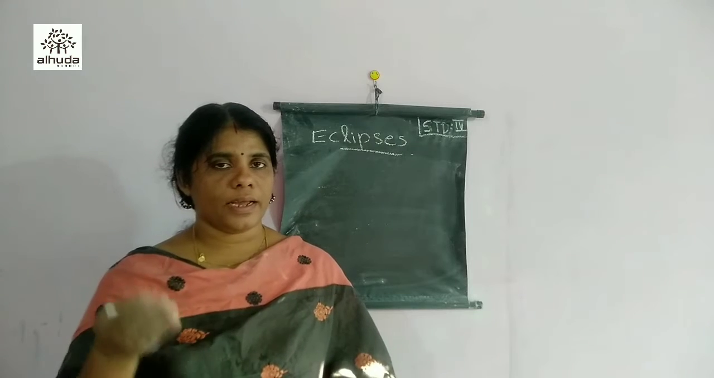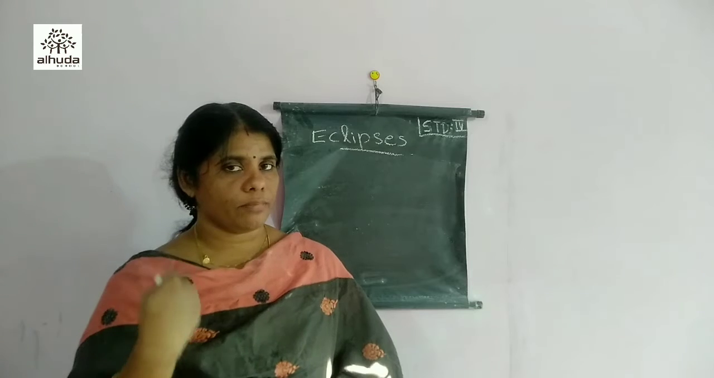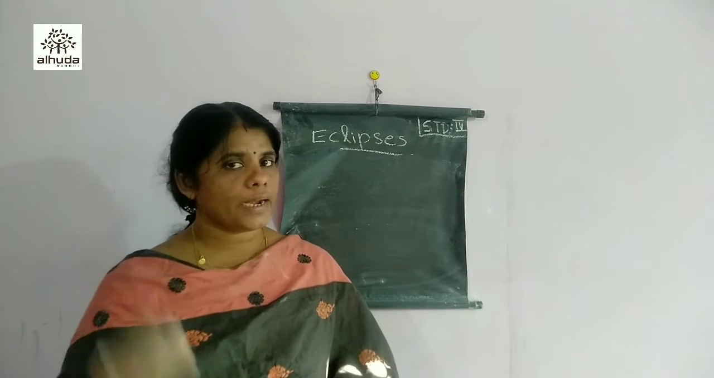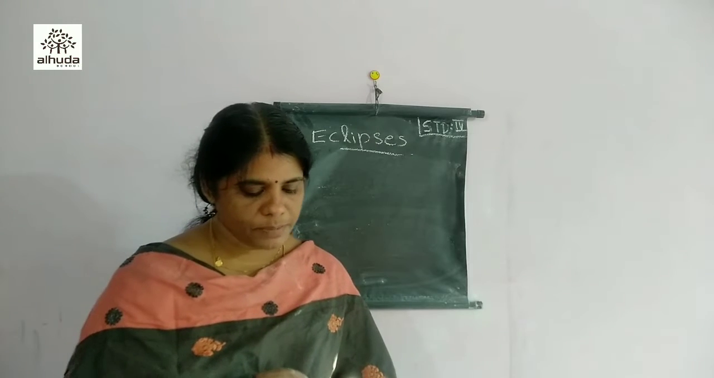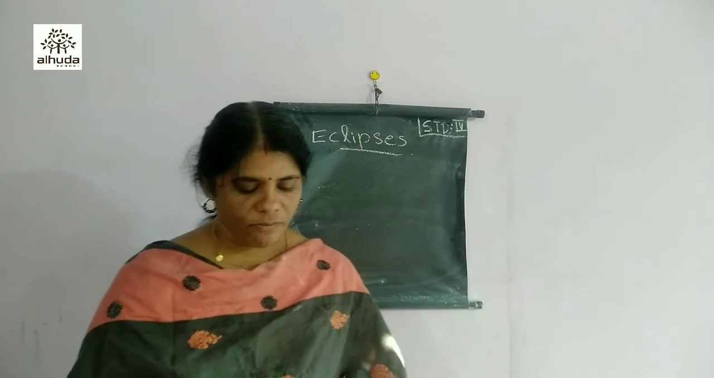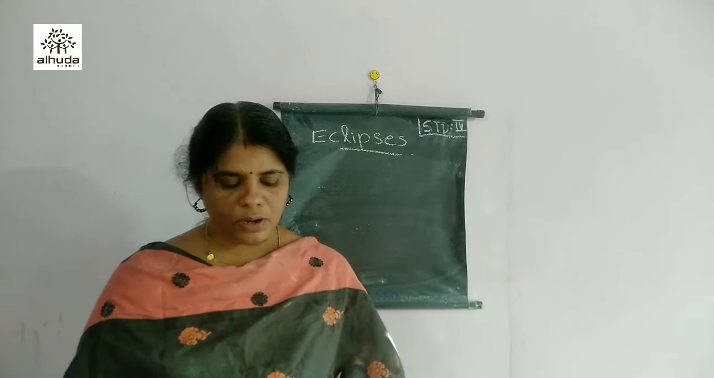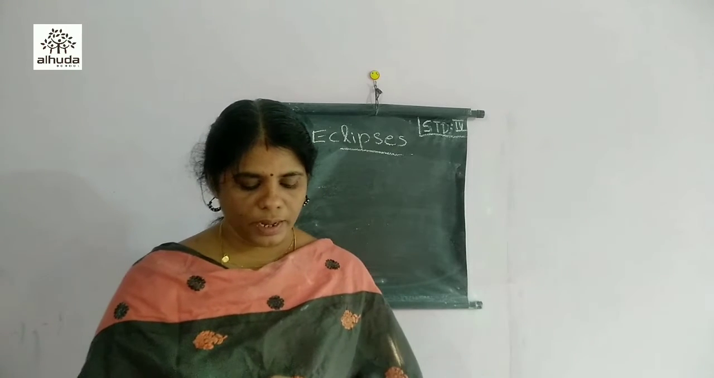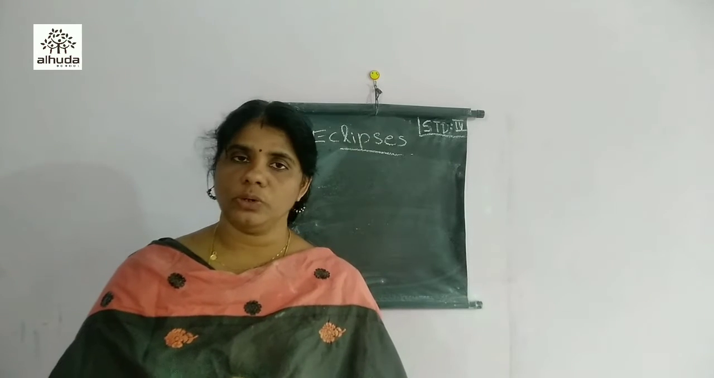Okay, when Earth and moon block the light coming from the sun, at that time eclipses happen. So an eclipse occurs when Earth and the moon block the light coming from the sun. Because of this, a shadow is formed and either the sun or the moon seems to disappear for a short time.